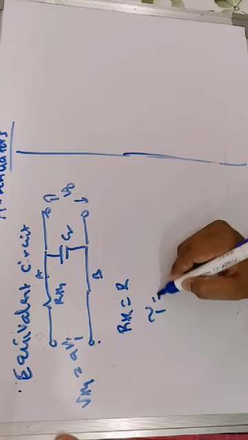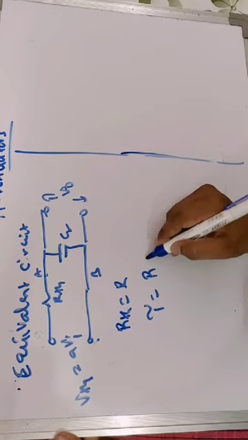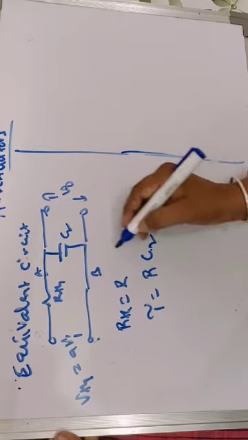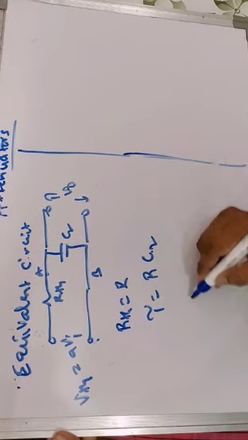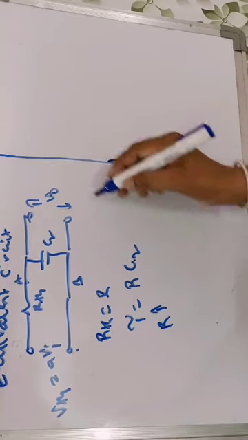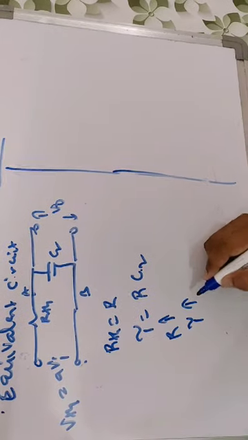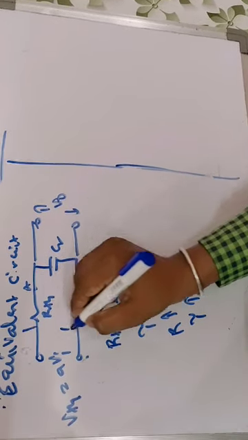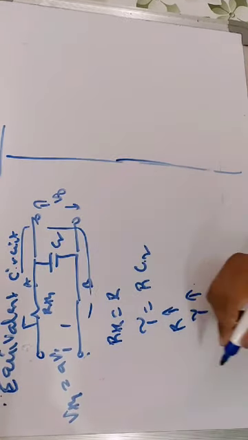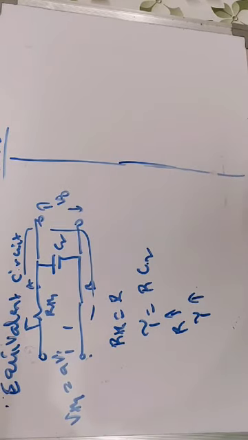The time constant of this circuit is R into C2. The time constant should be as maximum as possible, because R should be very large to reduce the loading effect. So if R is very large, the time constant is large. If the time constant is large, the circuit will be responding very slowly for the given input.